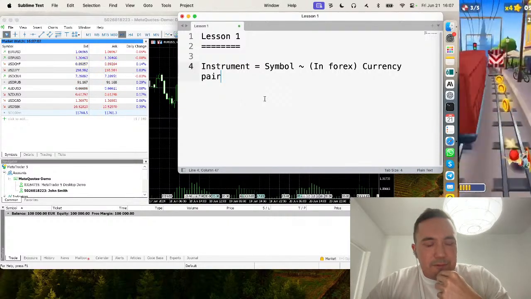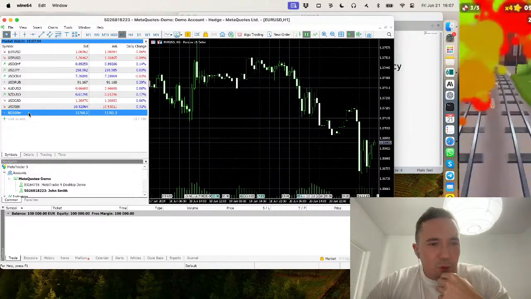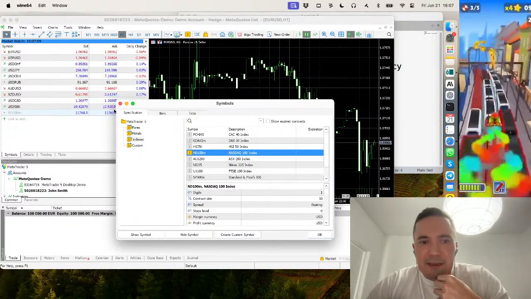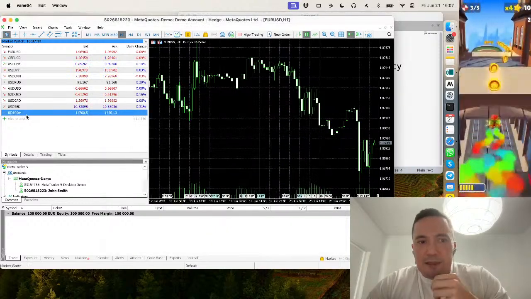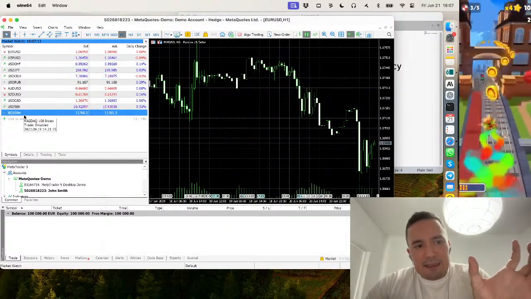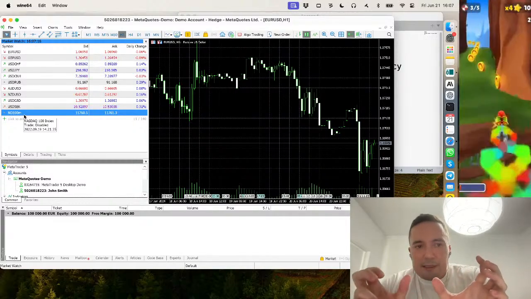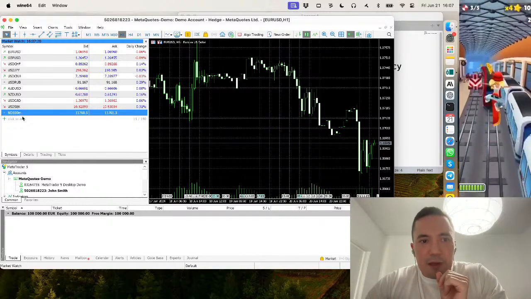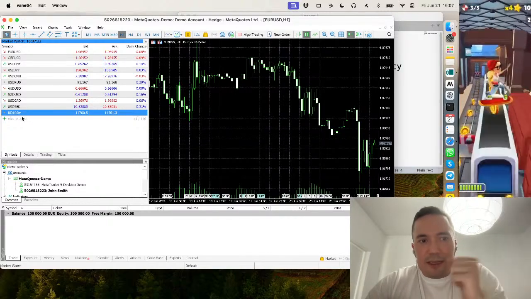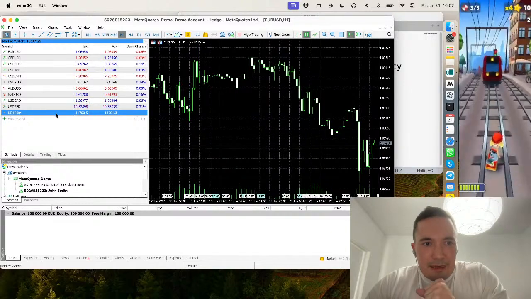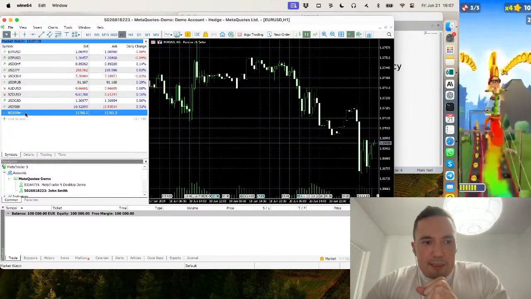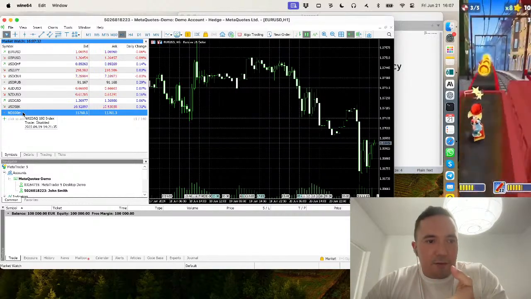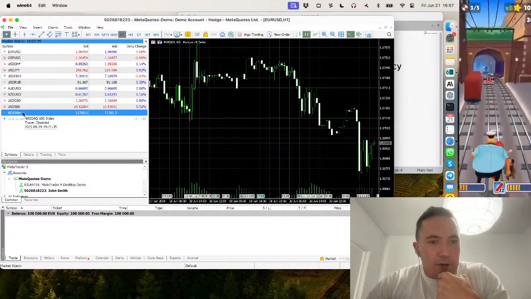For example, in this case, was it a NASDAQ index? Yeah, it was a NASDAQ index. So this instrument is a pair of NASDAQ index and United States dollar. And the United States dollar is just implied here, it's not shown. But actually it is also a currency pair. So when you buy or sell the NASDAQ index, you actually exchange it for United States dollar.